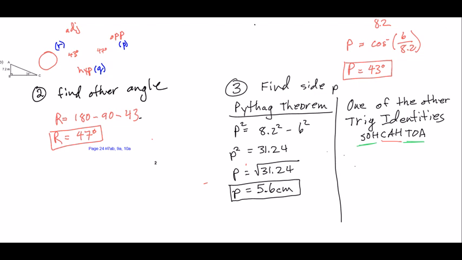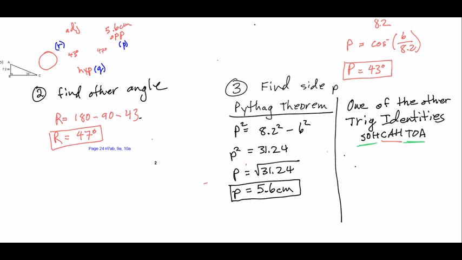Oh, don't forget, always make sure that you write your answers on your triangle so I can see what they are. So in this case, I got 5.6 centimeters for P. Now, remember what I told you. We already used cosine to find one of the angles, so that means we can use either sine or tan to do so. So here's what you do. I'm going to use sine. I'm going to use sine because I just feel like it.